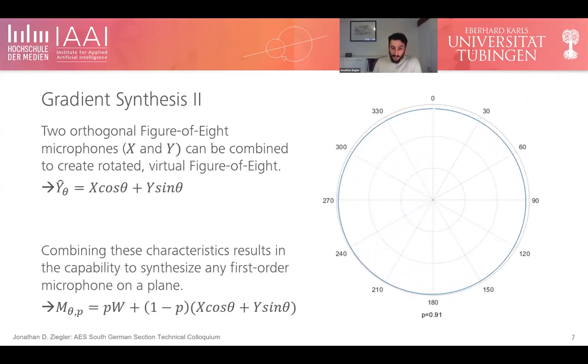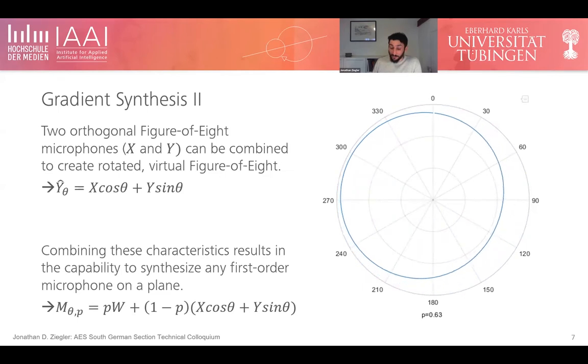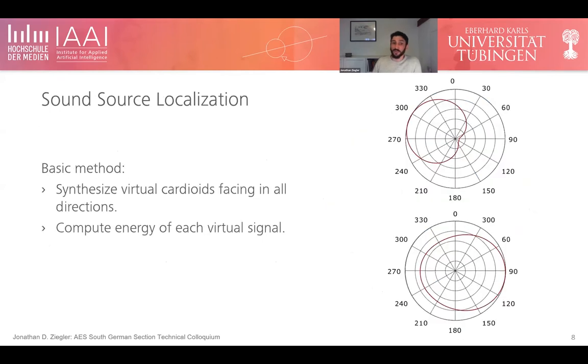The second part is finding out which direction we actually want to aim it at. For this, we need some sort of acoustic source localization method. We chose the energy-based acoustic source localization. The way that works is that we synthesize virtual cardioid capsules aimed at every direction on this horizontal plane. So we created 360 individual virtual cardioid microphones spaced at a 1 degree resolution. Then we take these signals of these 360 virtual microphones and compute the energy of each of these signals.